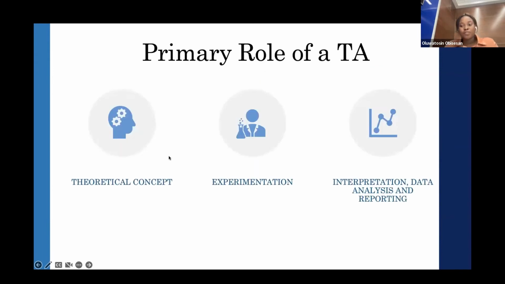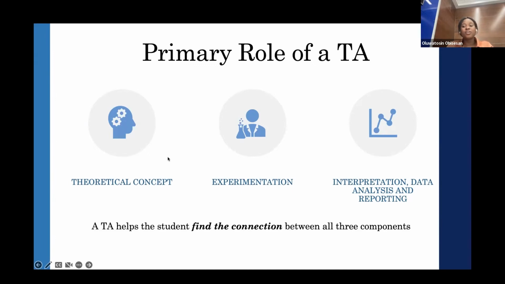Taking note of the structure of the typical laboratory course, the students learn the theoretical concepts in a class or course, and then they come into the lab to experiment with whatever it is that they've learned in the class. After the lab experiments, the students are expected to get their data from the lab, interpret and analyze it, and then report it. It is the duty of the TA to help the student find the connection between all those three components.